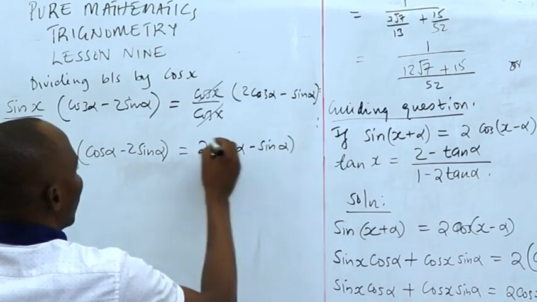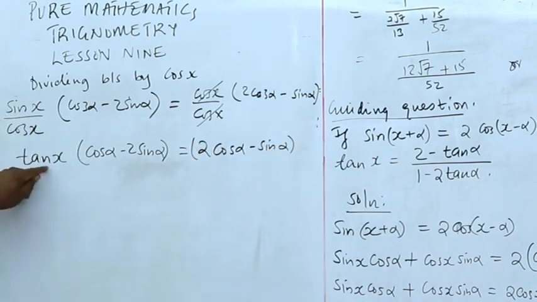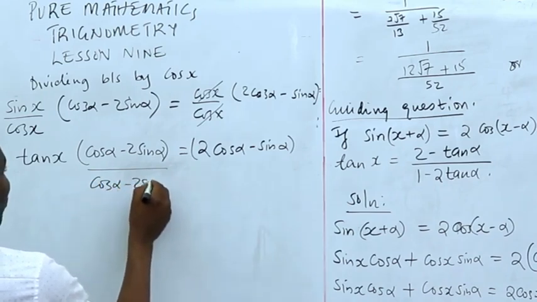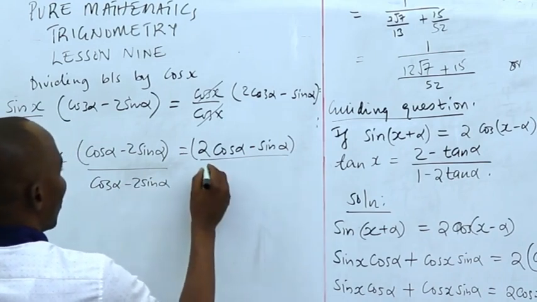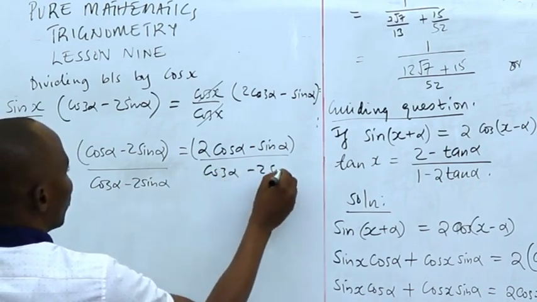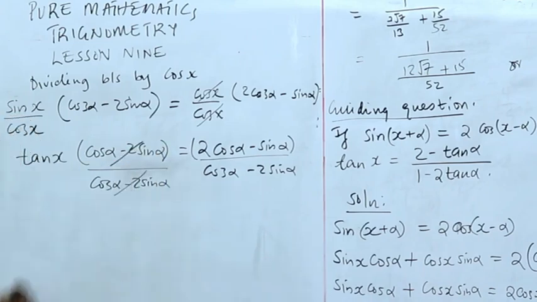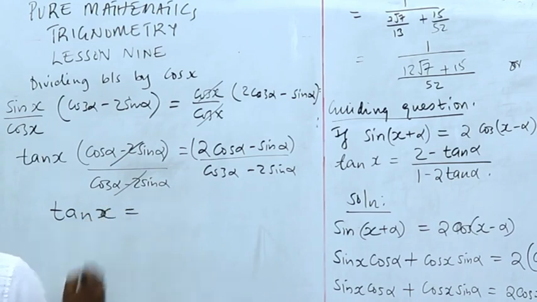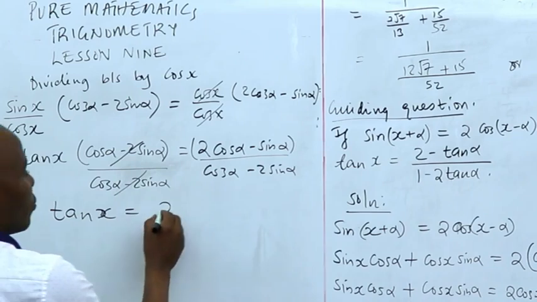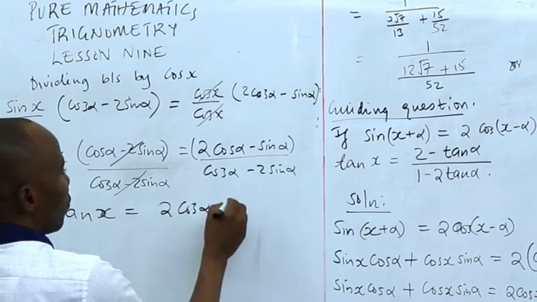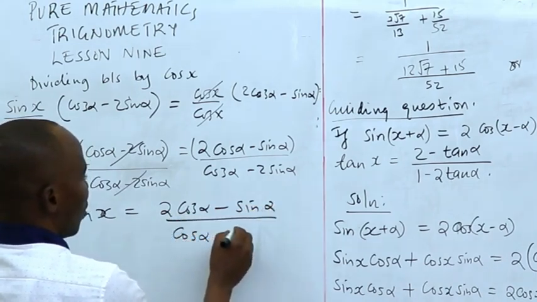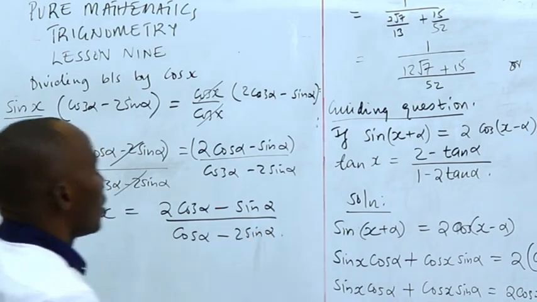Okay? Now since we need tan x, you make it the subject. You divide by cos alpha minus 2 sine alpha, such that this one disappears and you remain with what? With tan x. So tan x is equal to 2 cos alpha minus sine alpha over cos alpha minus 2 sine alpha.